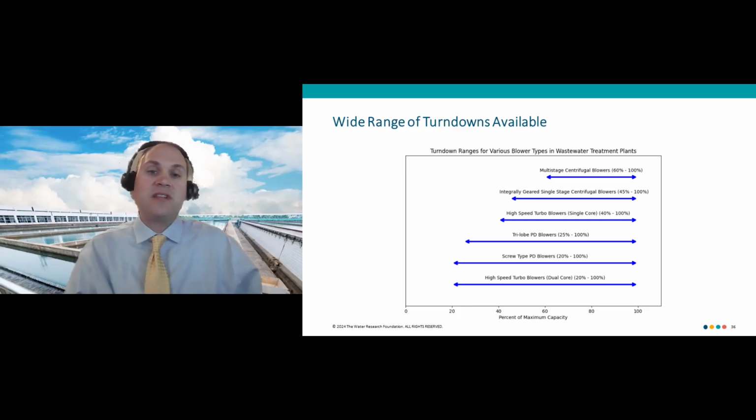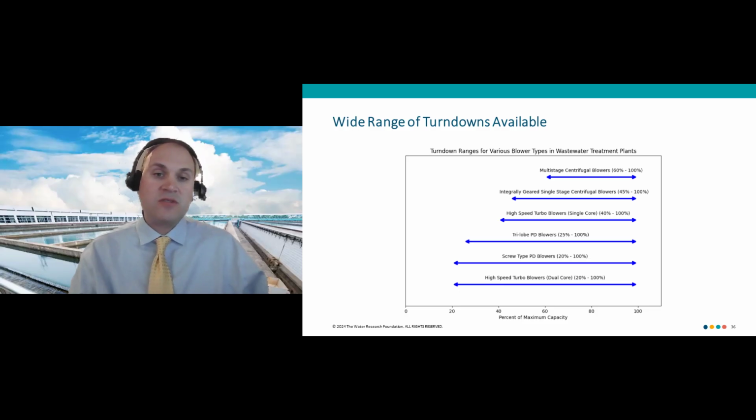That can often leave a flow gap with multi-stage centrifugal blowers, where if you need to get to say 55% turndown, one blower might be too much, or 2 blowers might be too much, and 1 blower is not enough. So there's a gap that you really want to be aware of. And if you're in that gap, that's not going to allow you to hit your airflows, which is going to lead to your DOs being off their set points.